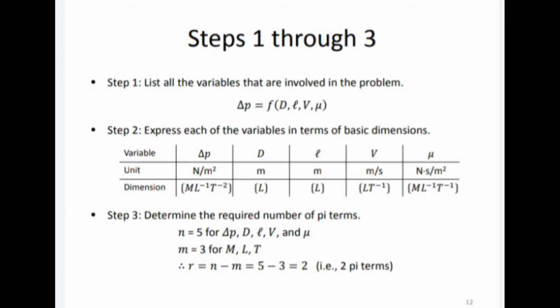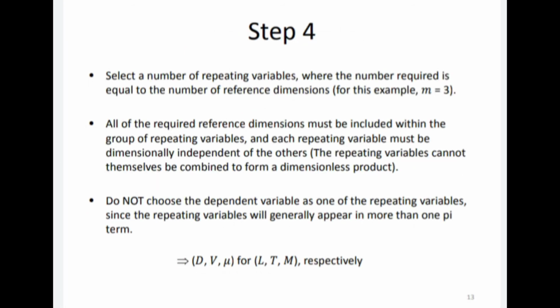And then we have to find the r. R is n minus m, which is equal to 2. Hence we can conclude that it has 2 pi terms. Okay, now the step 4.